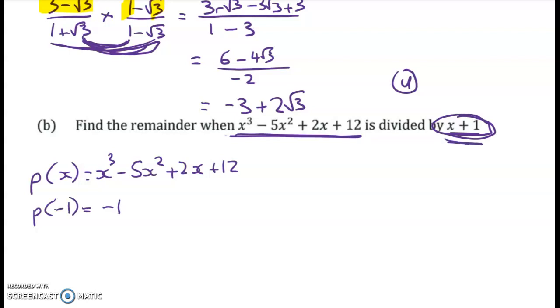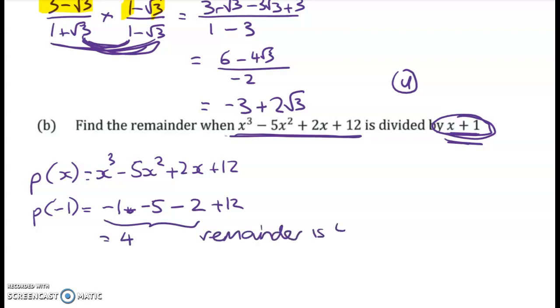Now, lots of you did this by polynomial long division and did it really well, but just be on the lookout for remainder theorem questions. So now we're going to take away 5. What have we got now? We're going to have minus 5 minus 2 plus 12. That gives me negative 8 plus 12, which is 4. So here the remainder is 4.